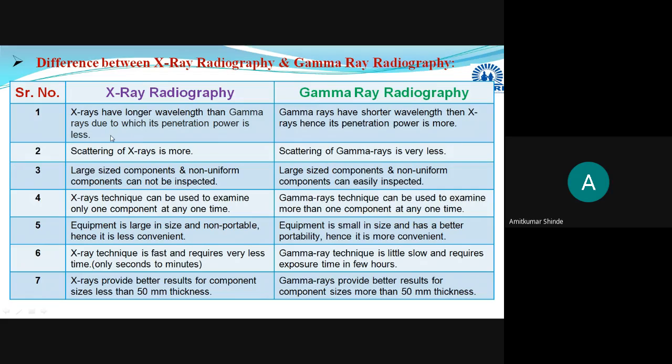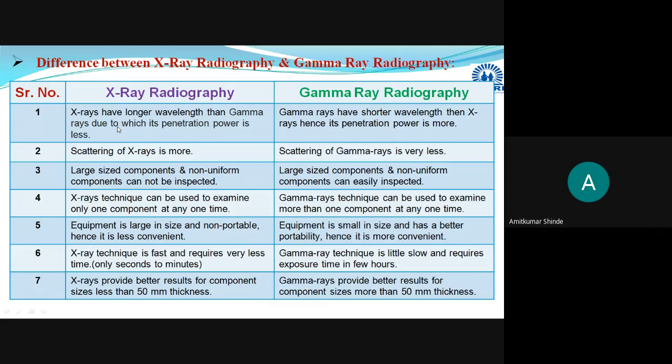I will explain that differentiating points. X-rays are having longer wavelengths, and gamma rays are having shorter wavelengths. If you compare X-rays and gamma rays, the wavelength is shorter, and whenever wavelength is shorter, its penetration power is more. You can make 2 points from this single point only.